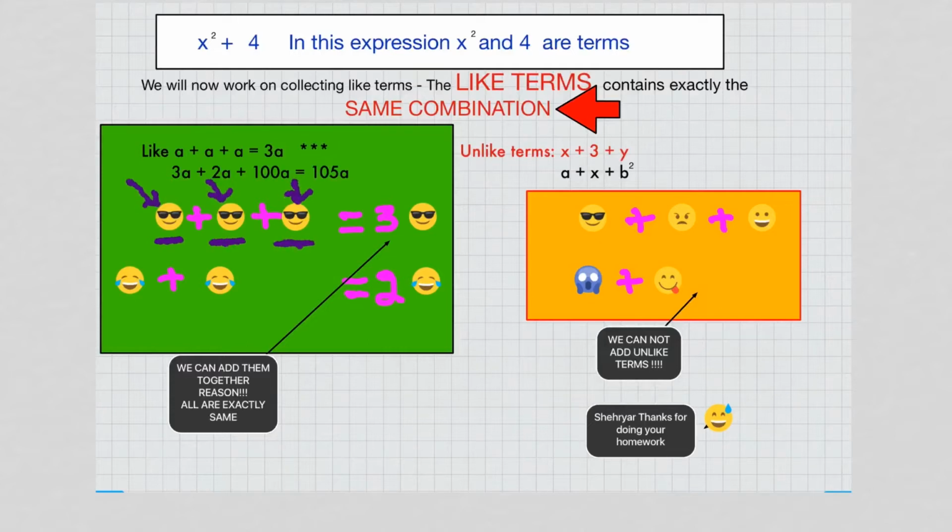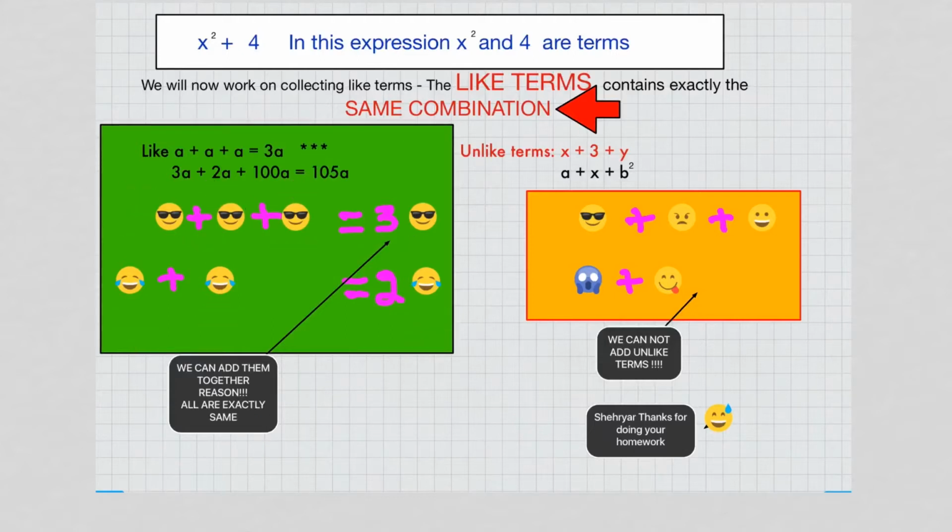So what we can do is 1, 1, and 1. We can add the terms together, which gives us 3a. We can add them together, and the reason is very simple. They are exactly the same. Look at the second one as well. In the second one, exactly the same. Yes, we can add them together.